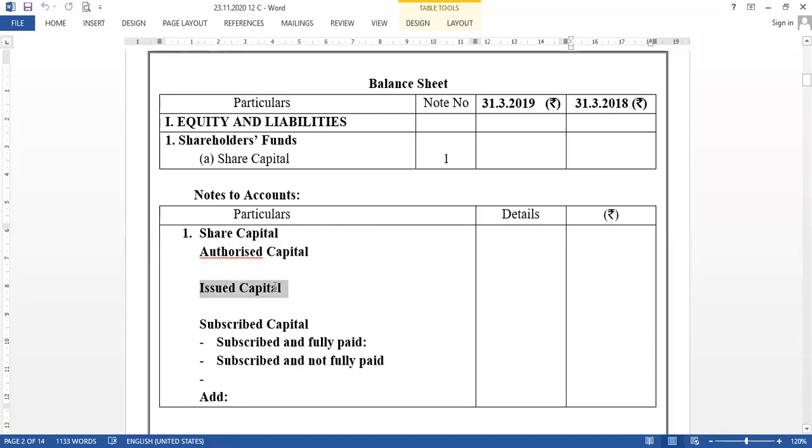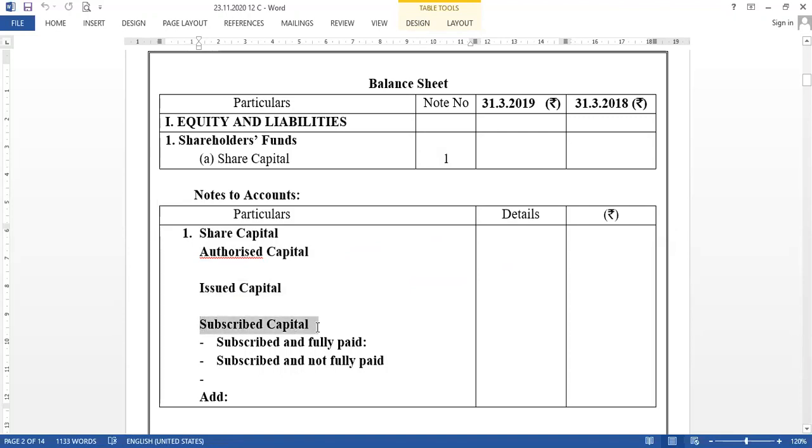Issued capital, out of authorized capital, जितना भी हमने shares issue किया होगा market में, that will be the issued capital. Again, what are the details for the issued capital? I need to mention that. The details in particulars column and the amount in amount column. But again, important thing is I need not take into consideration this amount of issued capital for writing this over here in the balance sheet. So authorized and issued ka, I need to write the details, but the amount will not be considered.